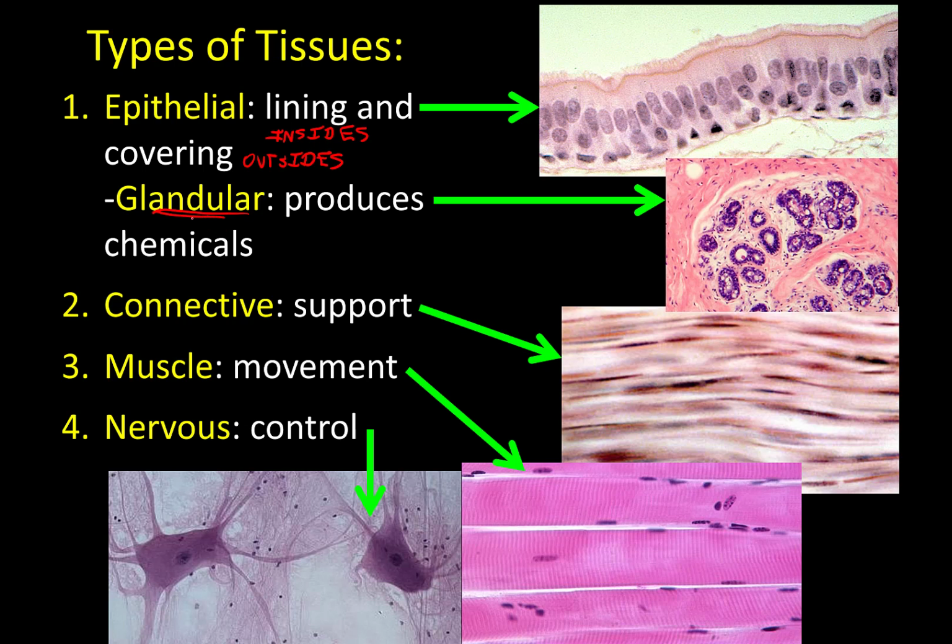Glandular tissue is a subtype of epithelial tissue. Okay. Glands produce chemicals. Think of things like sweat, oil, even mammary glands, which produce milk in mammals. Connective tissues provide support for the body of the animal, holding things like bones and muscles together. Muscles, speaking of, facilitate movement of the body, while the nervous system provides control for all of the body's systems, sending instructions to and from the central nervous system.